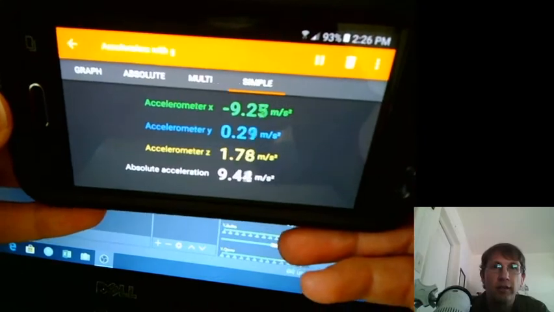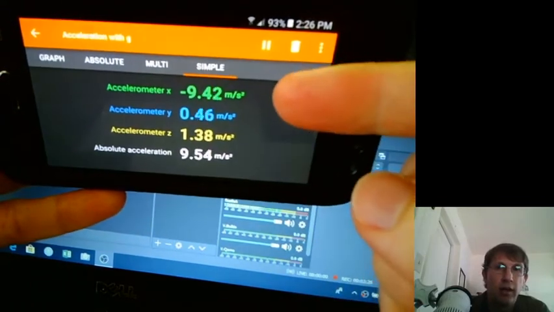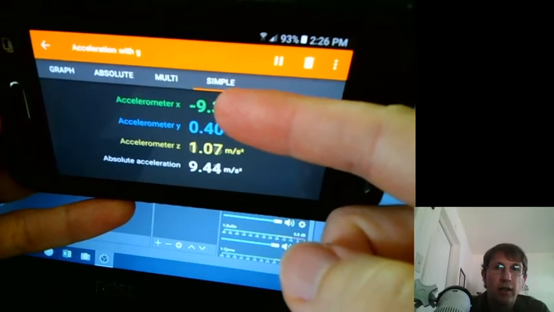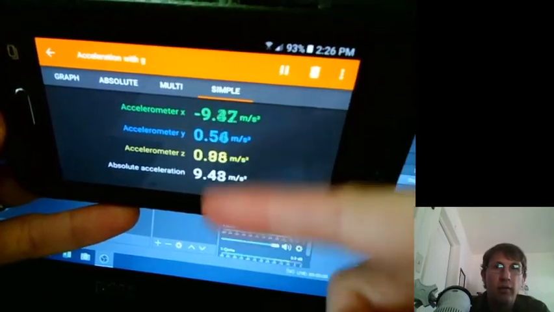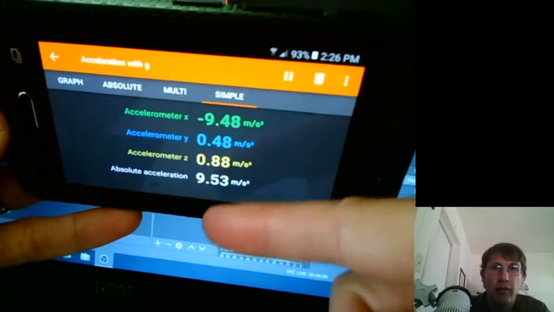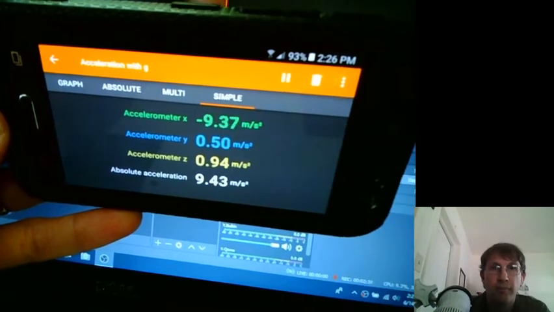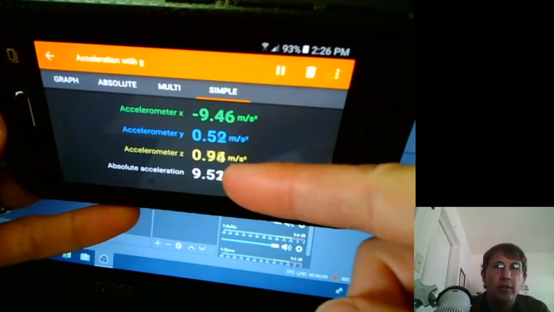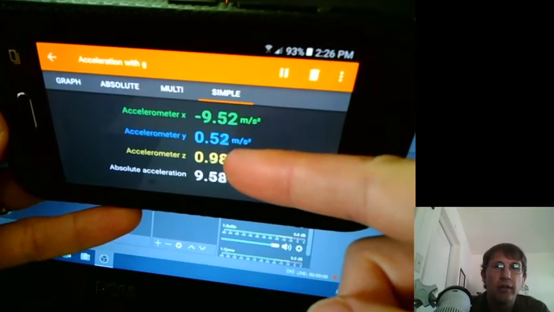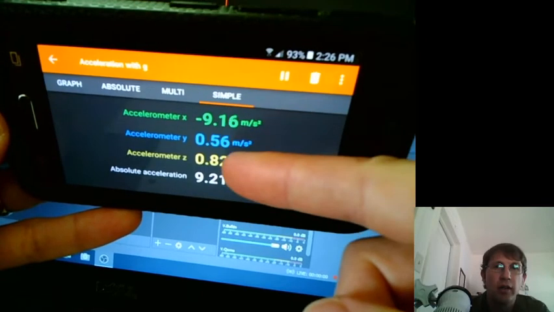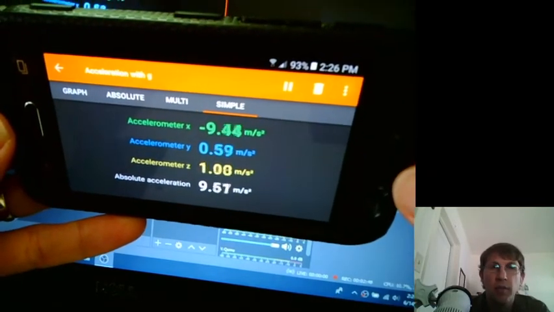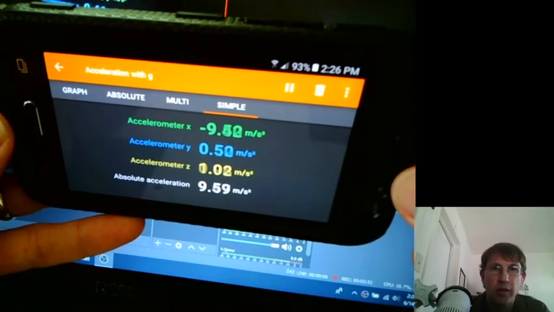Let me show, if I turn it sideways here, kind of landscape mode, now it's feeling all the gravity in the x direction, which is still what would be left and right if I had the phone in portrait mode. There's also this absolute acceleration, which is the square root of the squares of these three things added up. So if you square each one, add them up, take the square root, that's what's called the absolute acceleration, but you don't need to know that for the project we're doing.